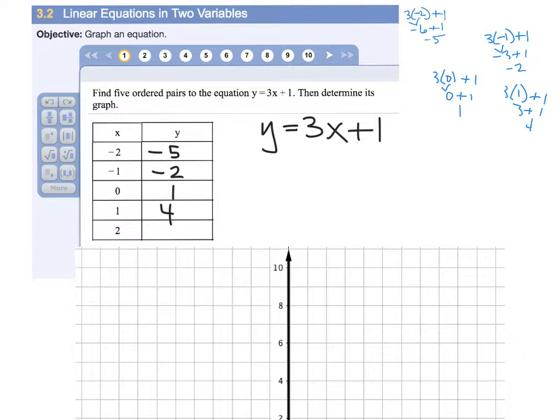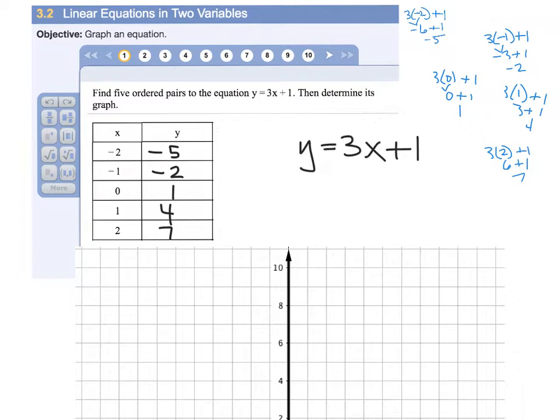And then our last one is 2. So 3 times 2 plus 1, so that's 6 plus 1, which is 7. And so our ordered pair is 2, 7.